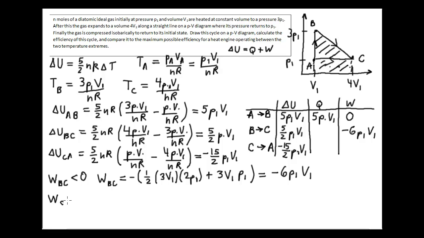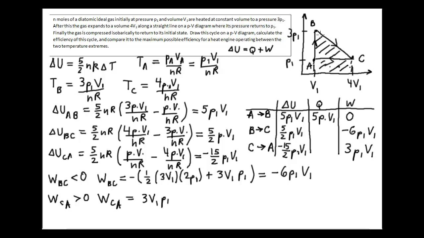Here, for work from C to A, we should expect this to be positive, right? Because it involves a compression. And so, we know work C to A will just then be the area under the curve from C to A. And we've actually already calculated that, but because that was part of the work for BC, only now it's going to be positive work. So WCA will be 3V1, which is the base, times P1, which is the height. That's it. All right. So we can write that down as well, and that's 3P1V1.